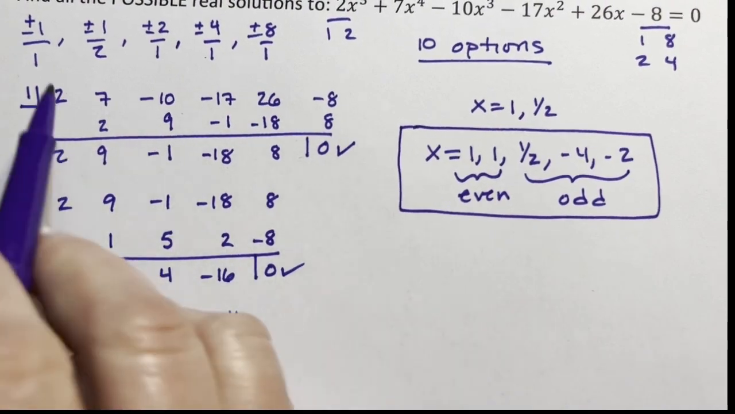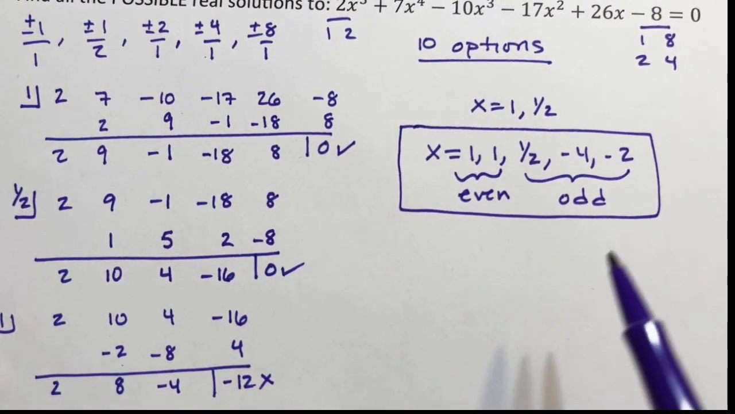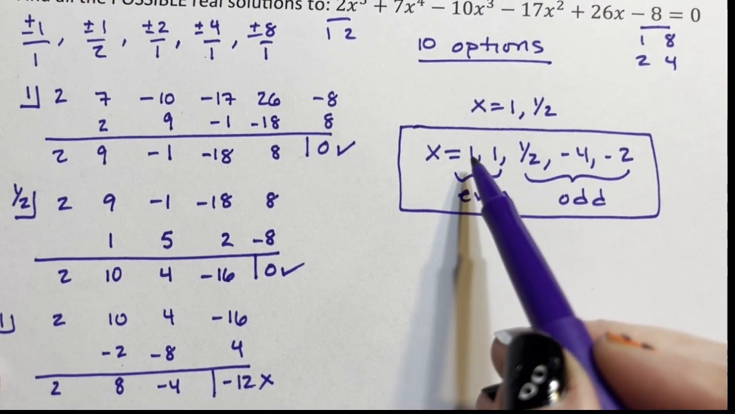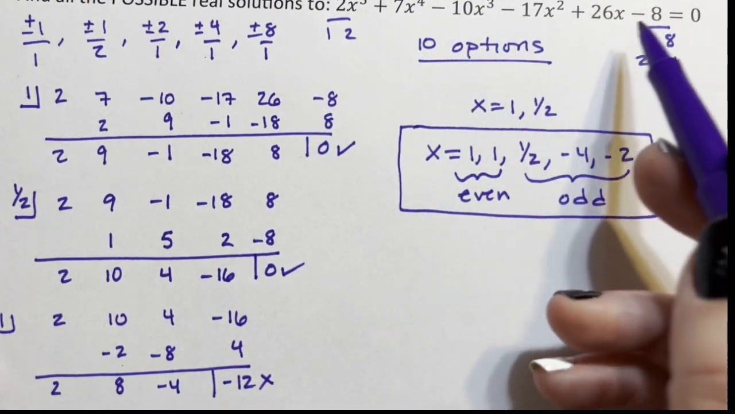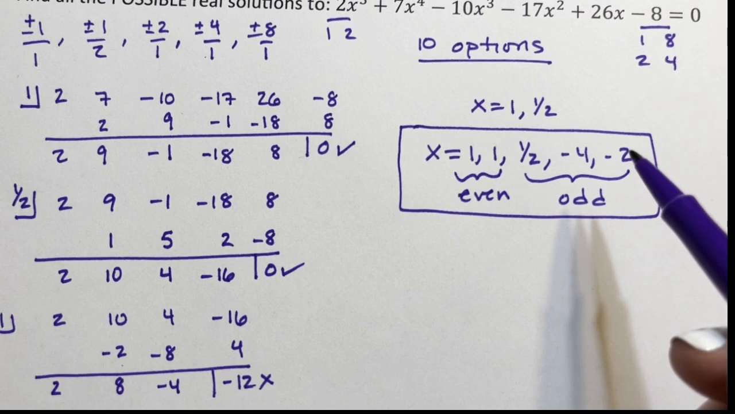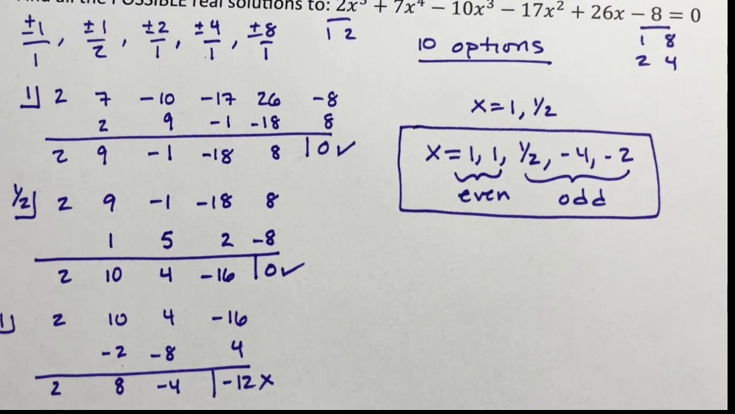This is a fun practice, and if you're wondering, could you have just stuck each of these in? 1 is 2 plus 7 minus 10 minus 17 plus 26 minus 8. Probably you could have.